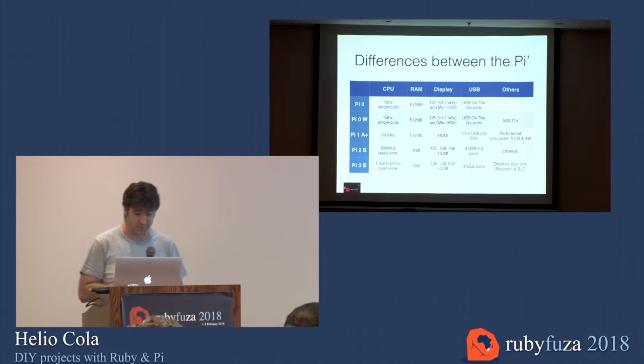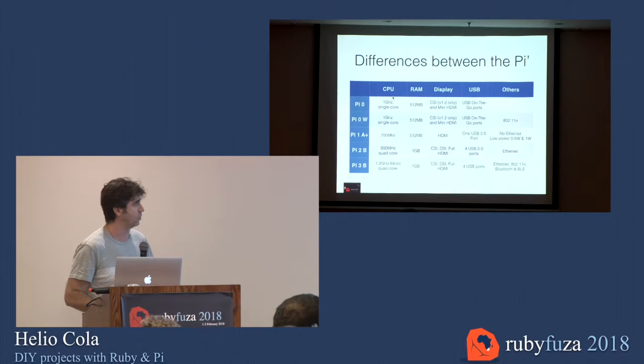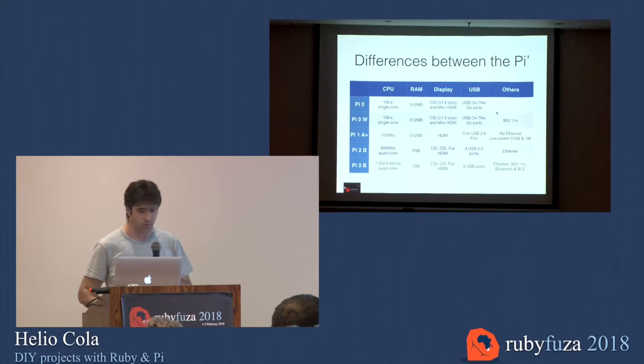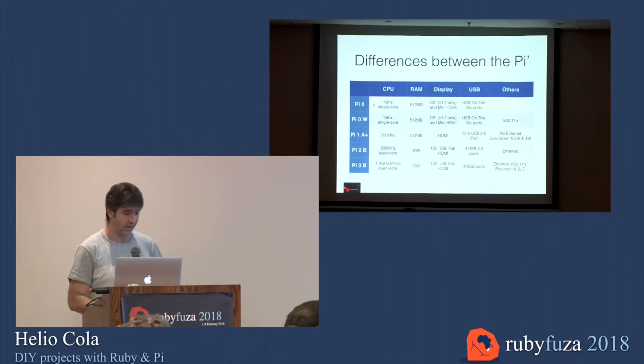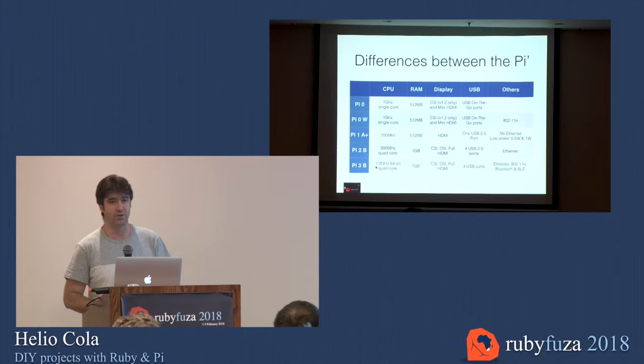A little bit of the difference between the Pis. There's a lot of stuff in here, but basically what matters to us is CPUs and RAM. The Pi 0 has Wi-Fi 802.11. The Pi 0 has a 1 GB single core. The Pi 3 has a quad core, Pi 2 as well. And this is a pretty good one. So with a Pi 3, you can feel like you can run your Rails app in there.